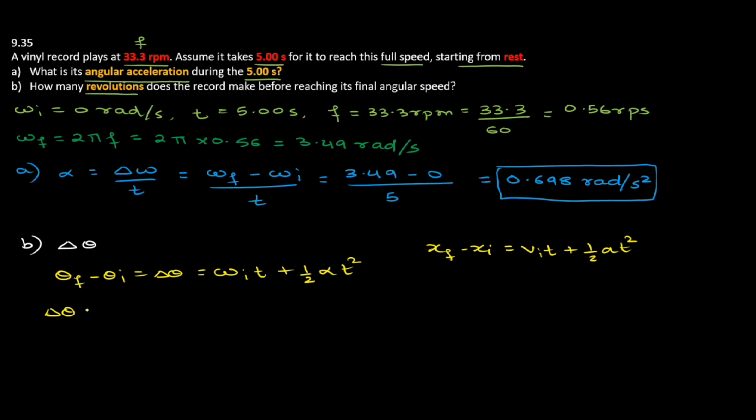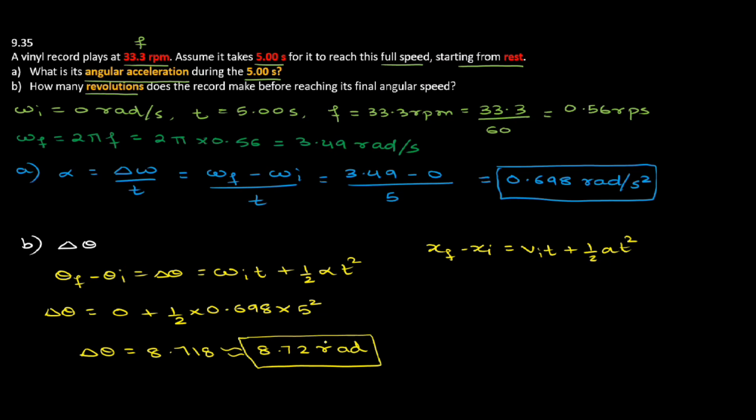So my delta theta becomes equal to omega initial, which is 0. So this whole quantity when I multiply with 0 becomes 0, plus half alpha, which is 0.698, and the time t given to us is 5 seconds, squared. And when we solve this, we get the angular displacement delta theta to be equal to 8.718 radians, which we can round off to 8.72 radians. So this is the total angular displacement of the vinyl record.